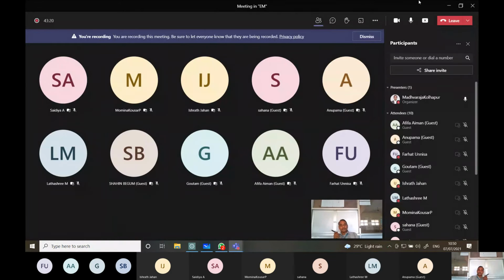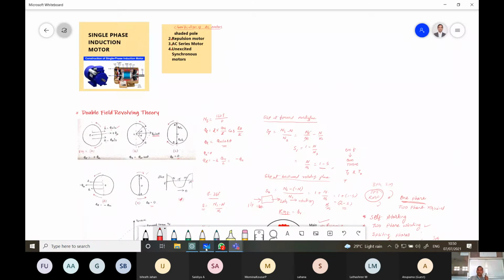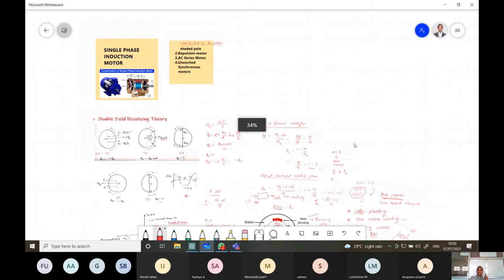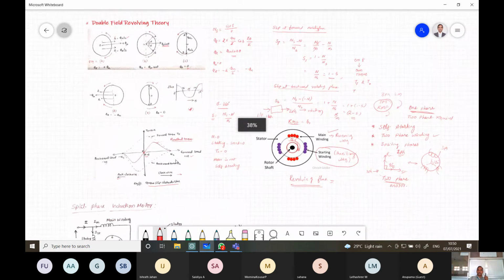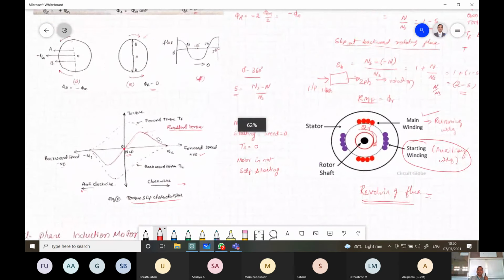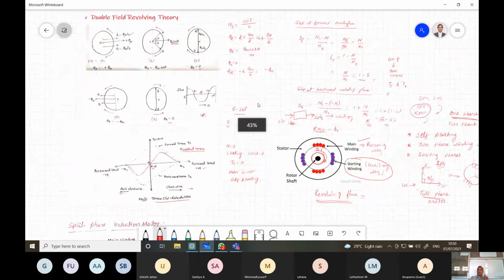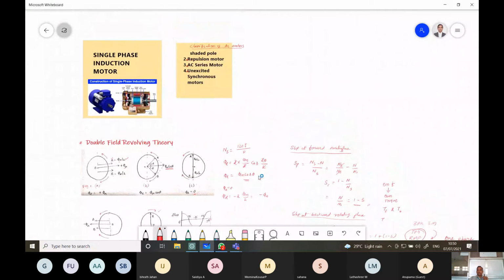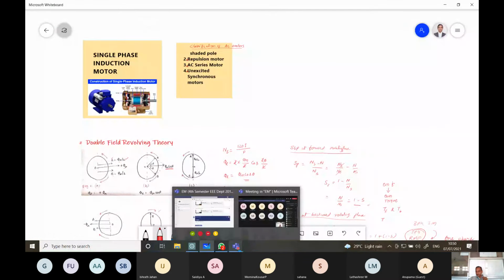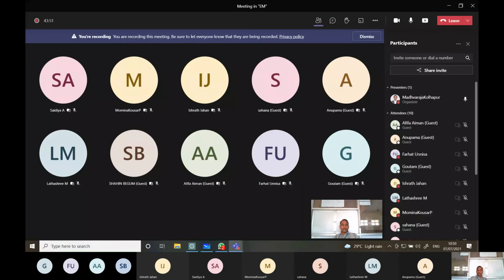Using the double field revolving theory, two torques are obtained: the forward torque and the reverse or backward torque. From these two torques we get a final curve, which is called the resultant torque. This is the double field revolving theory of the single phase induction motor. Is it clear? Shall we continue?